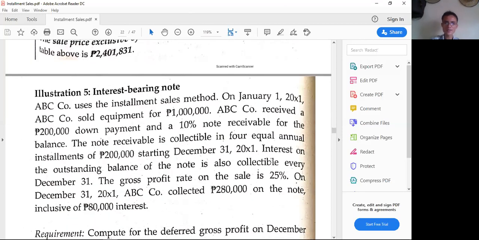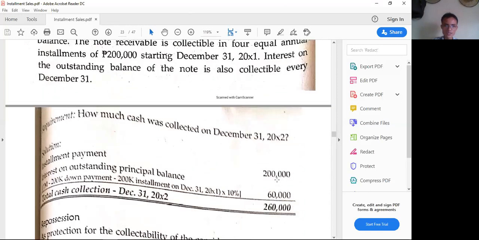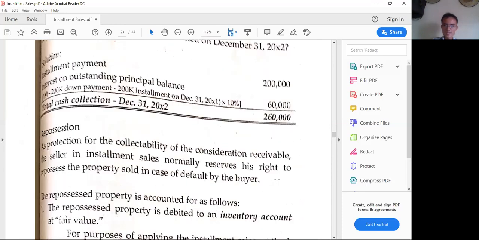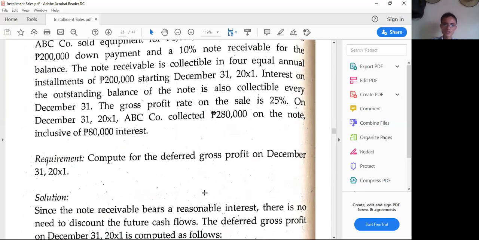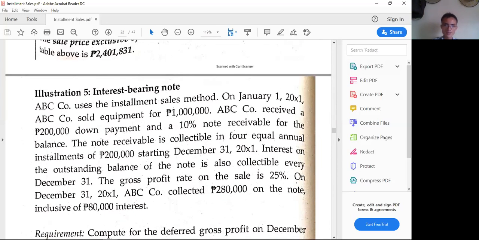Okay, so we are getting better and better. Now let's check how many. Okay, so we will stop at illustration 6. Reposition will be the next items. Reposition and trade in. So illustration 5, interest bearing note.